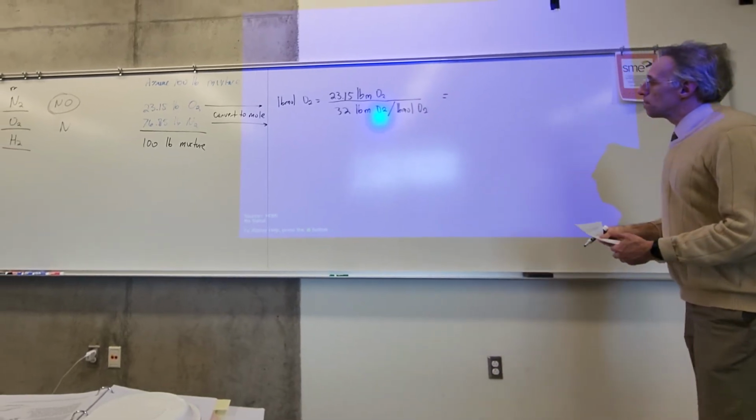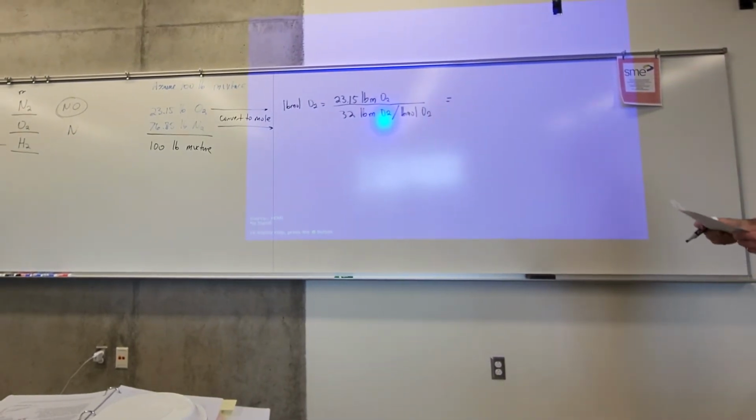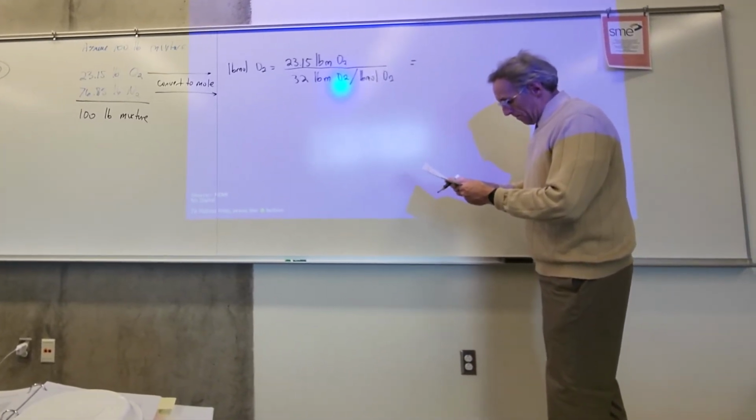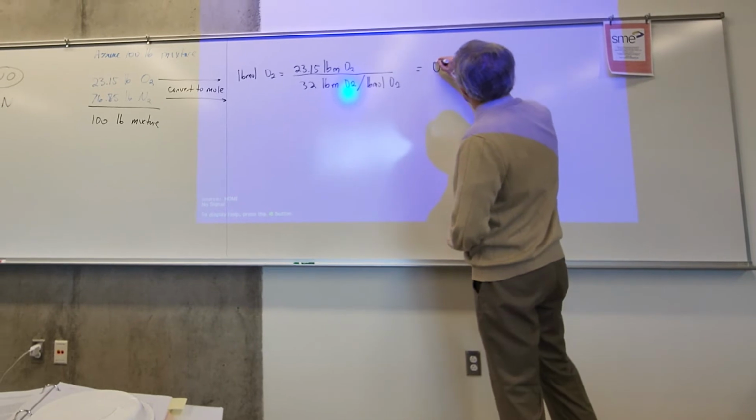And that's going to give us how many moles of O2 are in 23.15 pounds. And that turns out to be 0.7234.